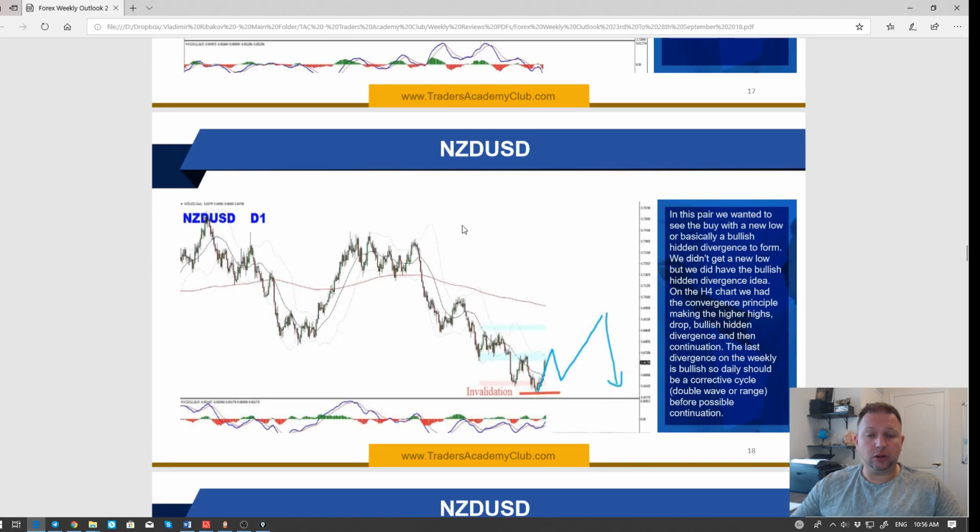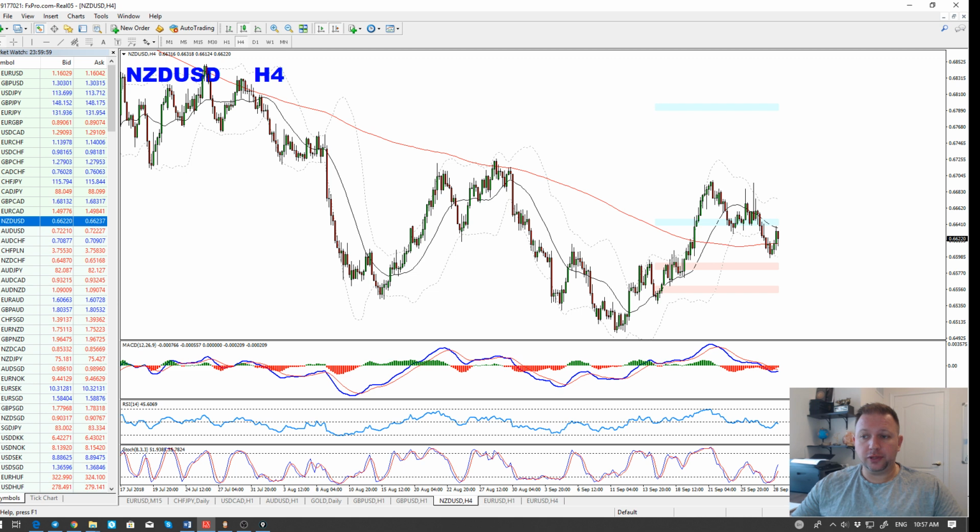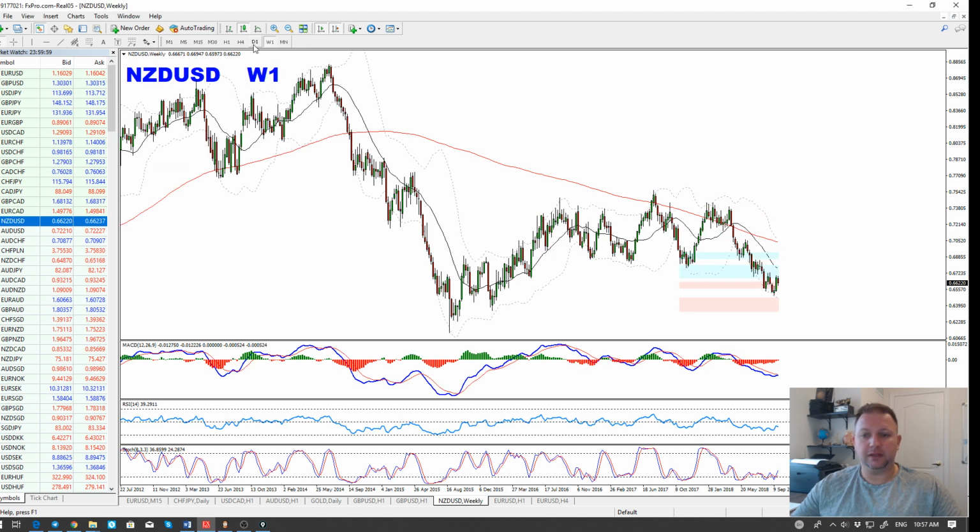Next one, New Zealand dollar. Our plan was to buy retraces. We got the retraces. However, we never managed to create a daily high. That was the best plan, right? To get a new high, drop, and buys. We never managed to get this high, and this is a suspicious sign by itself. That might continue all the way down.